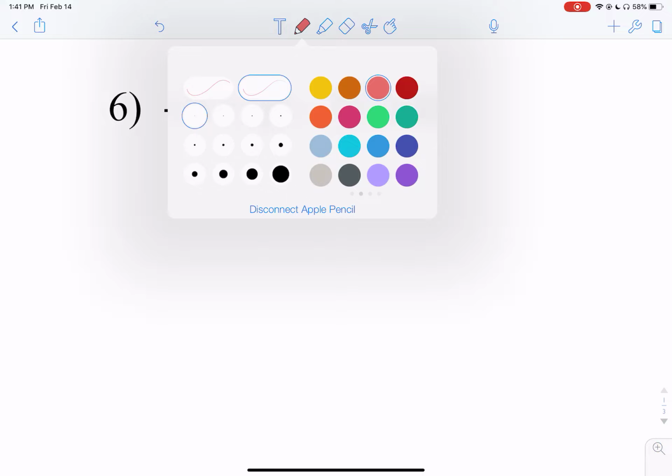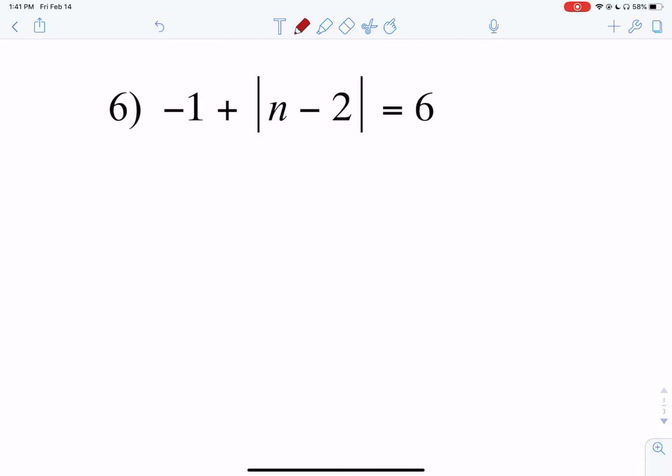Now for number 6, again, before we can solve this absolute value, the first thing I have to do is get rid of this 1 right here. So I would have to add that 1 to both sides. And this cancels out, and we get that the absolute value of n minus 2 is going to equal positive 7.